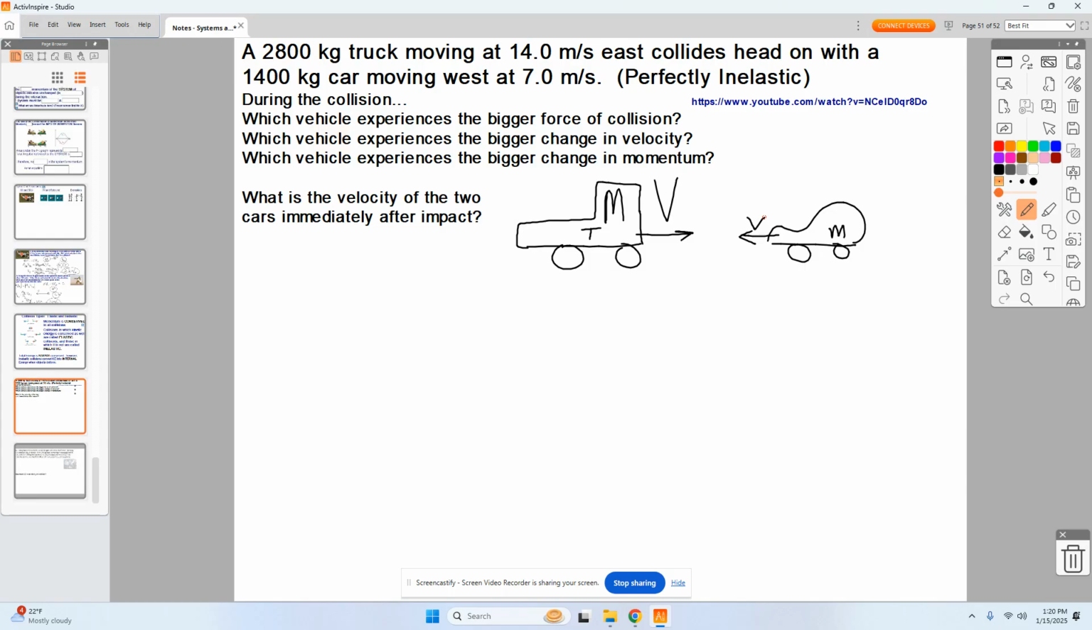If you're in a small car versus a big truck and you get into a collision, the small car is going to experience the bigger delta V. How about this one? Which one experiences a bigger change in momentum? Brand new topic. The first two was Newton's laws, F equals m times a, and Newton's third law. What about this one? Which one experiences the bigger delta P?